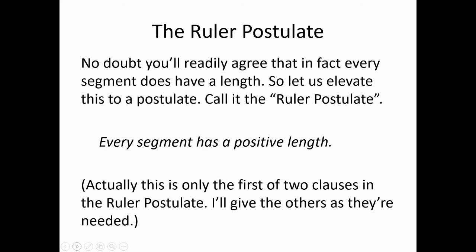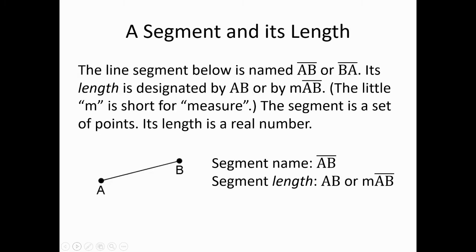Now, we'll need to make an assumption about lengths. Actually, we'll need to make a multi-part assumption, but I'll only give you part of that assumption right now, and it is called the ruler postulate. And that part of the ruler postulate that I will give you today says simply this: every segment has a positive length, whatever that happens to be. Again, of course, we assume a particular unit here, but given the choice of a particular unit, it will follow, we assume, that every segment has some positive length, whatever that happens to be.